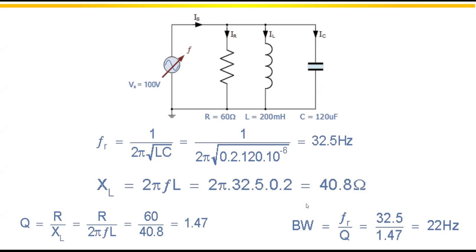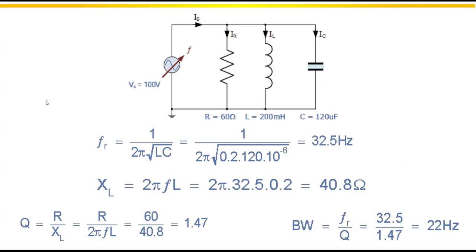The bandwidth then is going to be the resonant frequency divided by the Q. So in this case, 32.5 hertz divided by 1.47. So the bandwidth is 22 hertz. It's fairly wide bandwidth for that frequency, but it's very low Q.